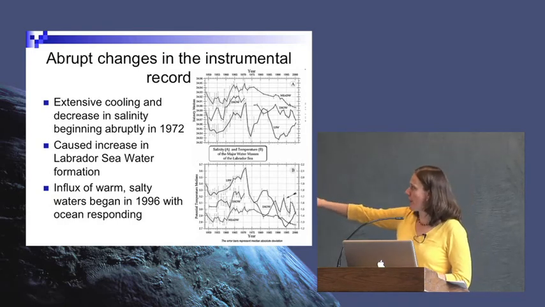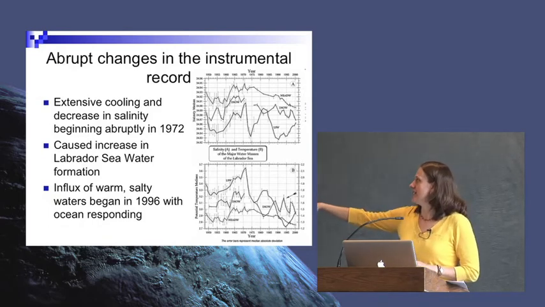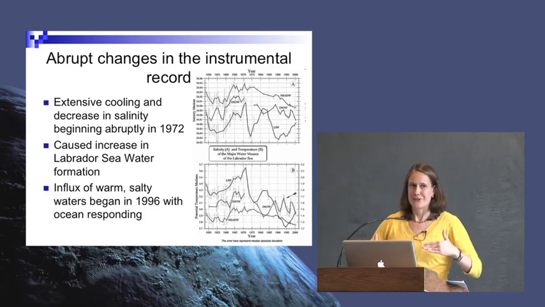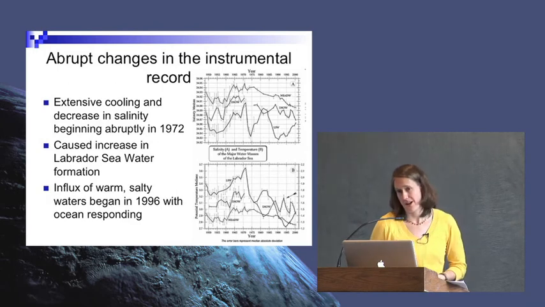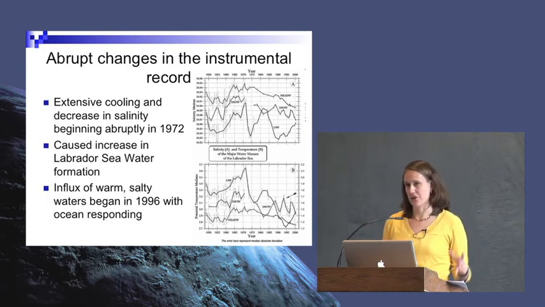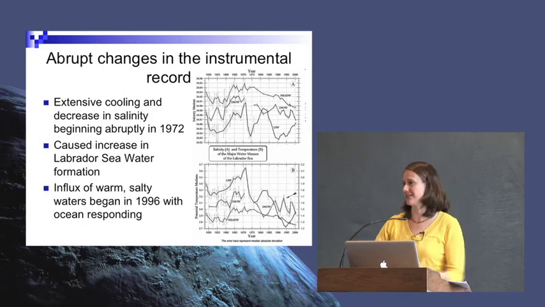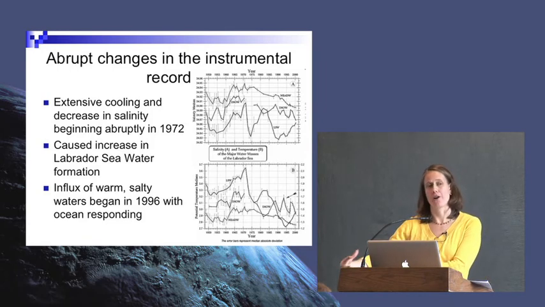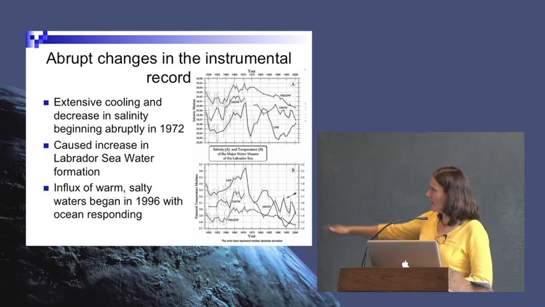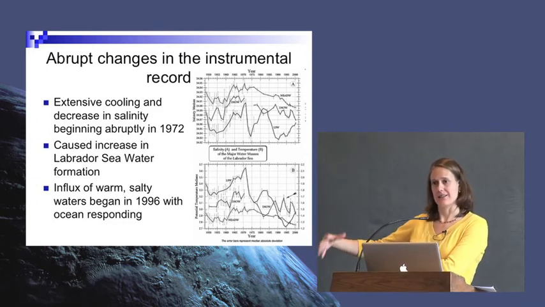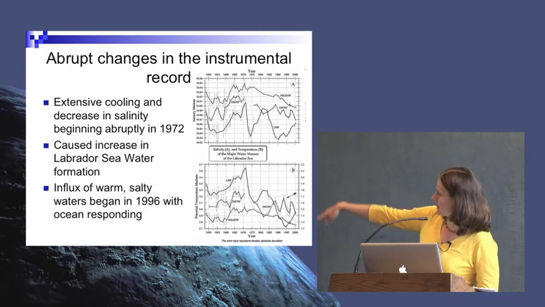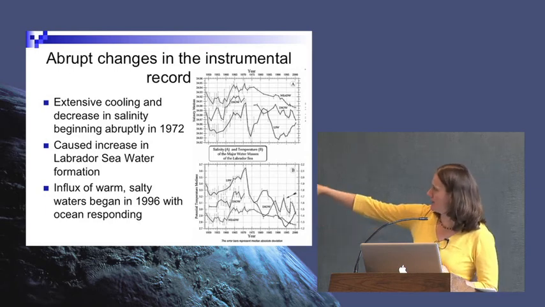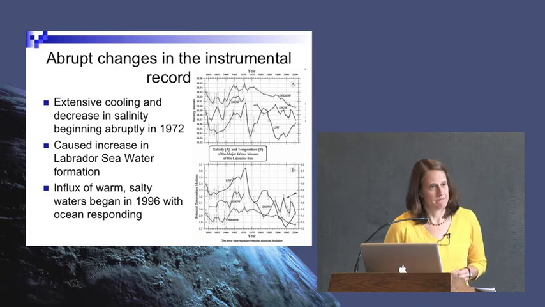Just real quick, there was an abrupt event, a cooling and a decrease in salinity starting in about 1972. Because if you have cooling, the water's denser, it caused an increase in Labrador seawater formation, at which point you also get more water sinking. Then finally warmer, saltier water began coming in in the 90s, and that decreased this deep sea water formation. So they've seen it in the bottom graph, which is potential temperature, and the top graph, which shows salinity anomalies.